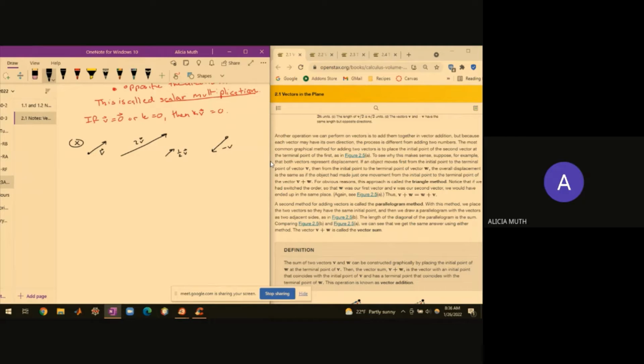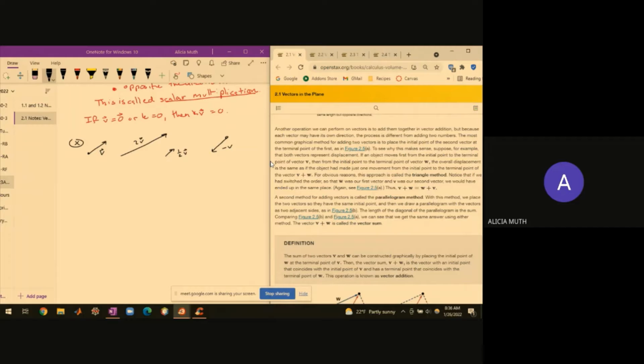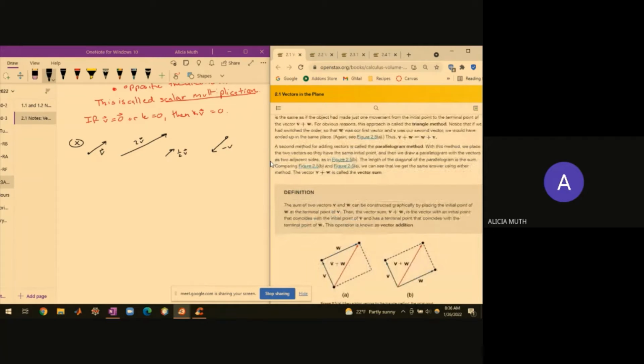Notice if we switch the order so that w was our first vector and v was our second vector, we would end up in the same place again. Isn't that interesting that if we place that blue w first, maybe on the bottom, and then place the v up at the top? Let me go ahead and write these out as well.